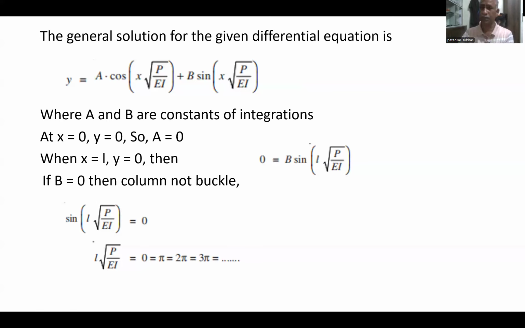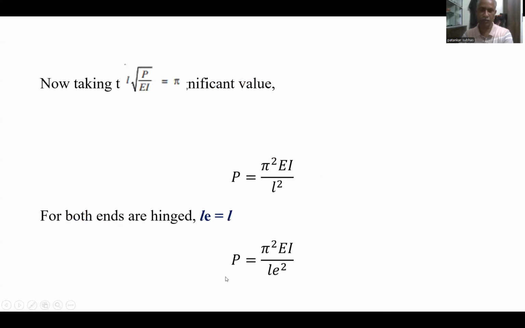But here it is observed that the column buckles because of the slenderness, and therefore we have taken the second option, that is sin L under root of P by EI is equal to 0. And we know that sin 0 is equal to 0, sin 180, that is pi, is equal to 0, sin 2 pi is equal to 0, sin 3 pi is equal to 0. But in this case, when we consider 0, we get no answer. But we have considered the practical value, that is the first practical value, pi. And therefore, we have considered L into under root of P by EI is equal to pi.